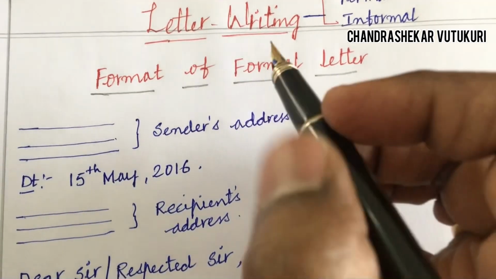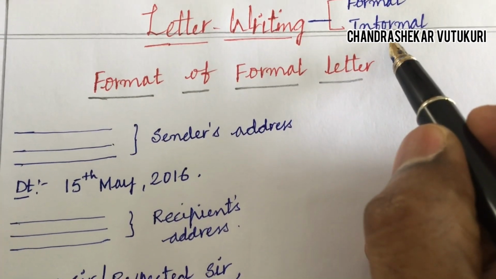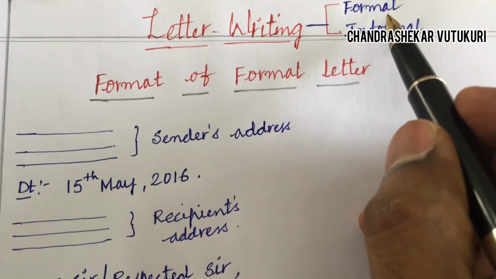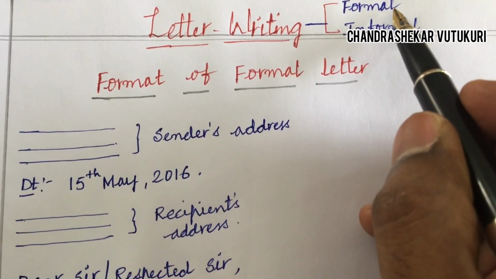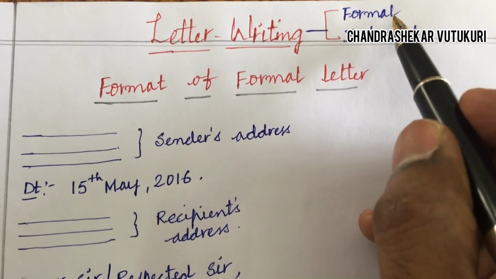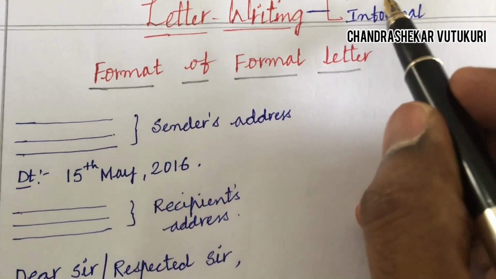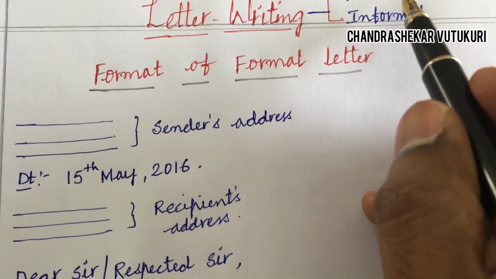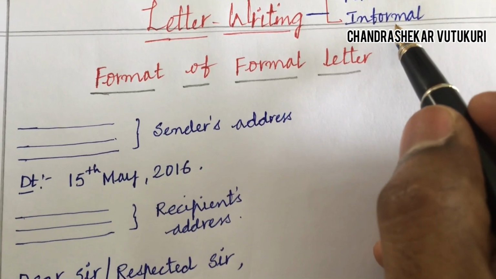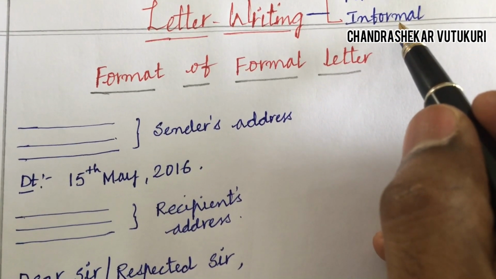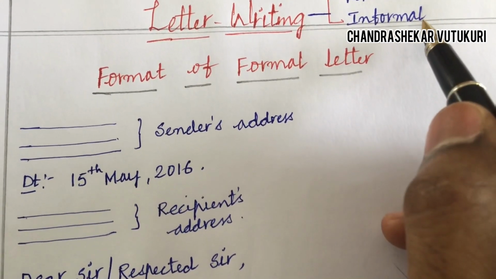As you all are aware, letter writing has two types: the formal letter and the informal letter. Dear students, formal letters are written to higher officials like the editor of a newspaper, the principal or the director of the college or the school, as well as the GHMC commissioner or the police officer. Informal letters are written to friends, colleagues, parents, your brother, sister, grandparents. Those all are said to be informal letters.